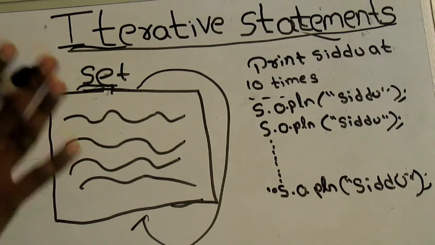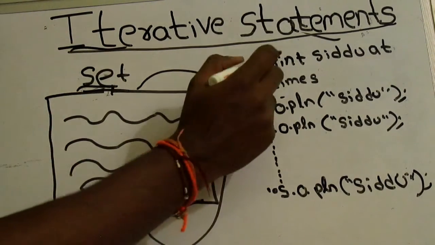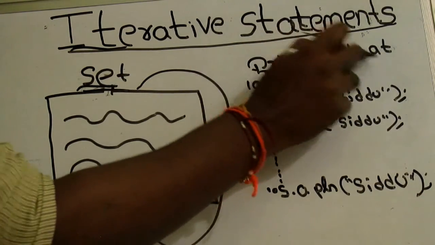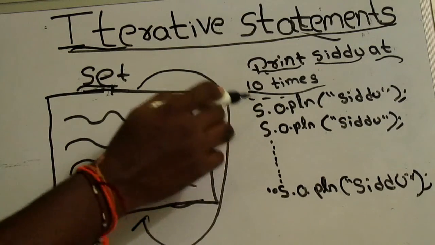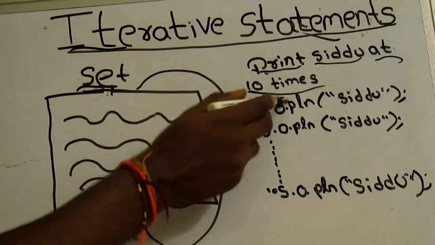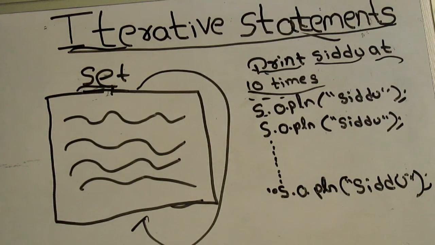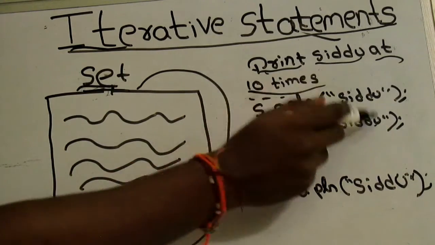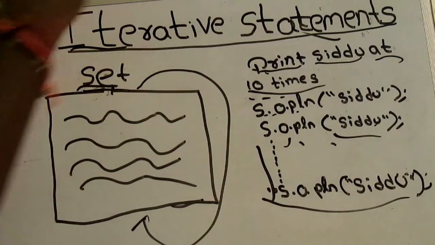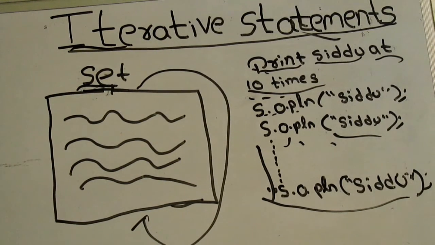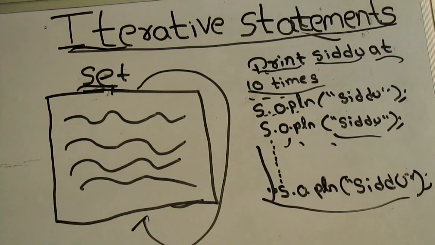Let's see an example. I want to print Sidhu 10 times. Basically, we would write System.out.println("Sidhu") 10 times. For this we waste our program time and put a compilation burden on the compiler.